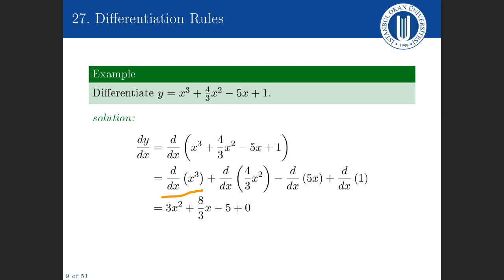Derivative of x cubed plus the derivative of 4 over 3x squared minus the derivative of 5x plus the derivative of 1. The derivative of x cubed is 3x squared. The derivative of x squared is 2x, so that means we multiply it by 4 over 3, we get 8 over 3x. The derivative of 5x is 5, and the derivative of a constant function, the 1, is just 0.